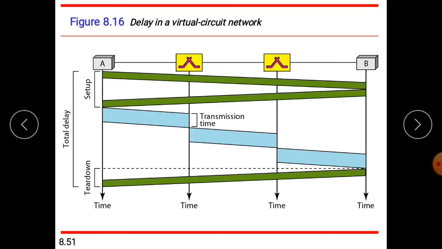So this will show the delay associated with a circuit switched network. In a virtual circuit network, there is one-time delay for setup and one-time delay for tear down. If resources are allocated during setup phase, there is no wait time for individual packets. So you can see this is the setup phase and there is no wait time in each of the switches. You can observe this one, and this is the tear down phase.